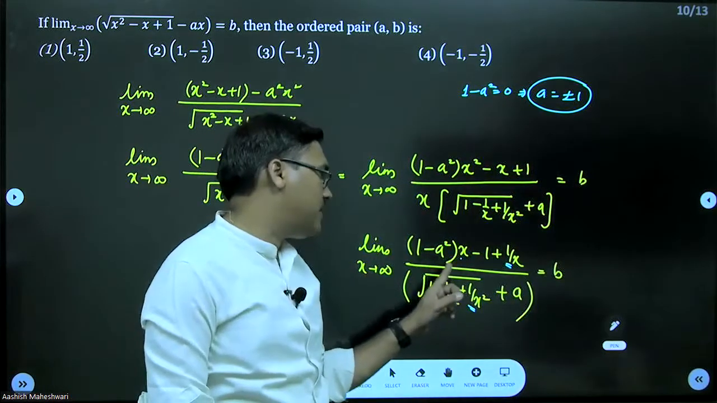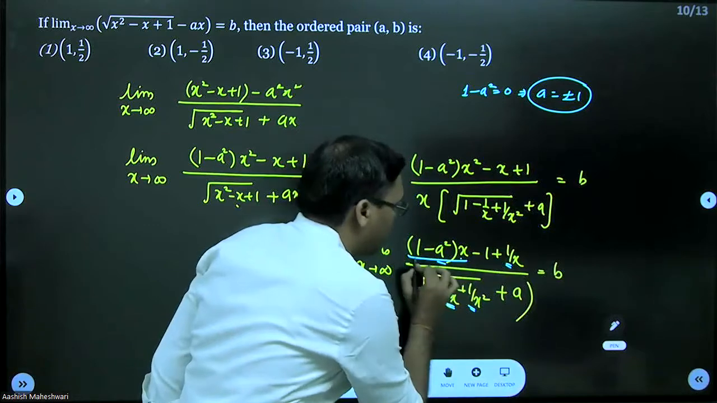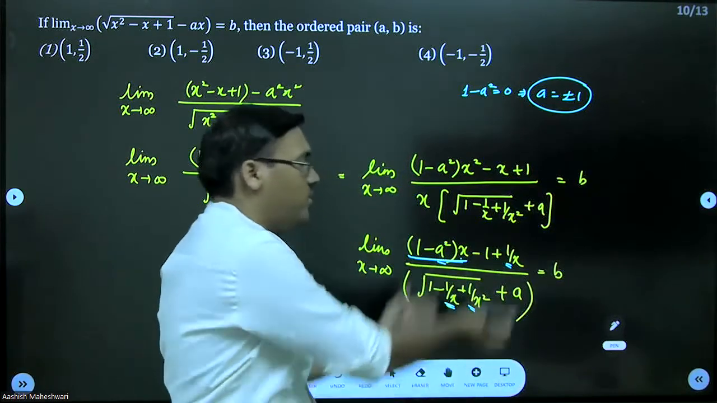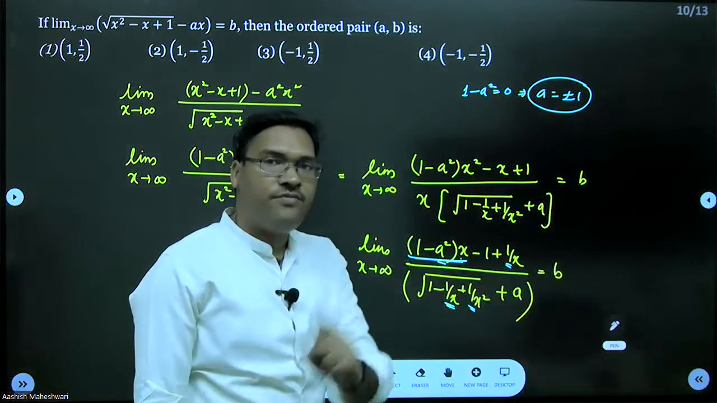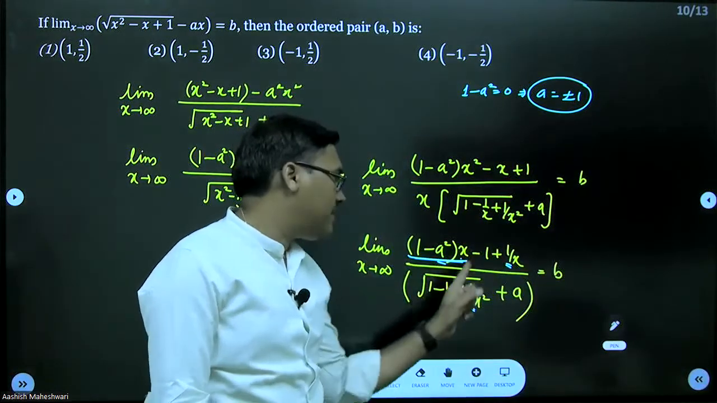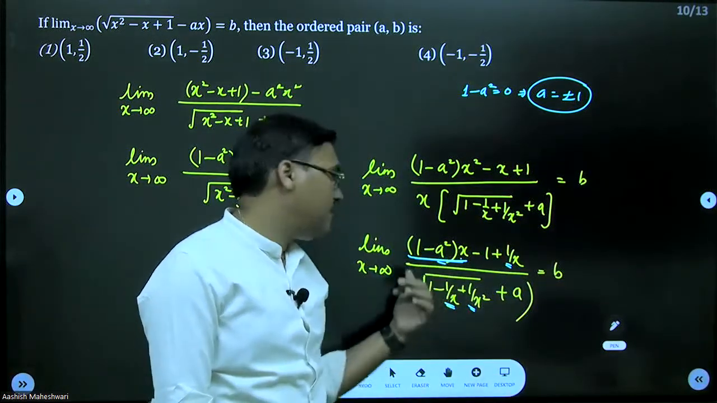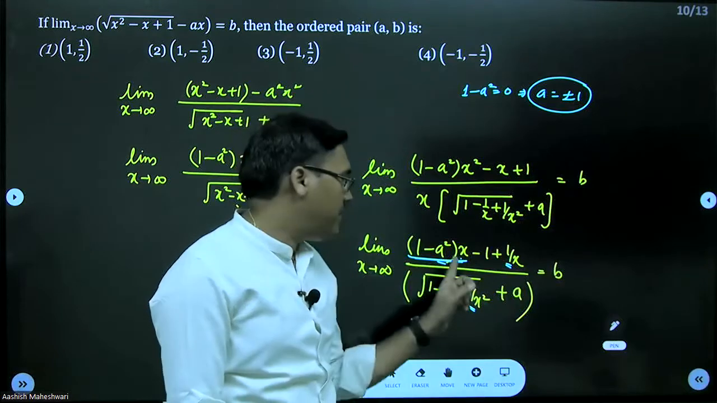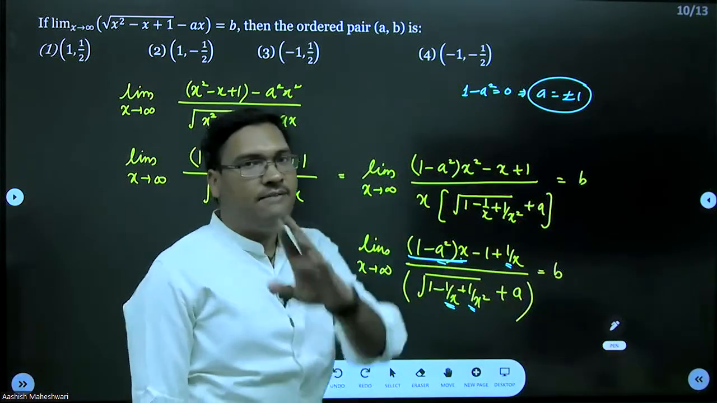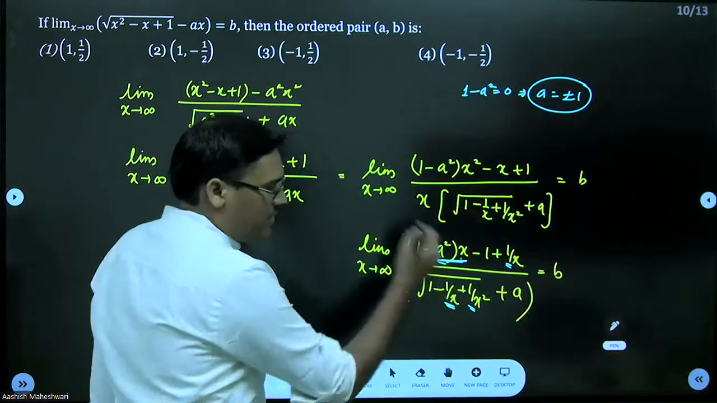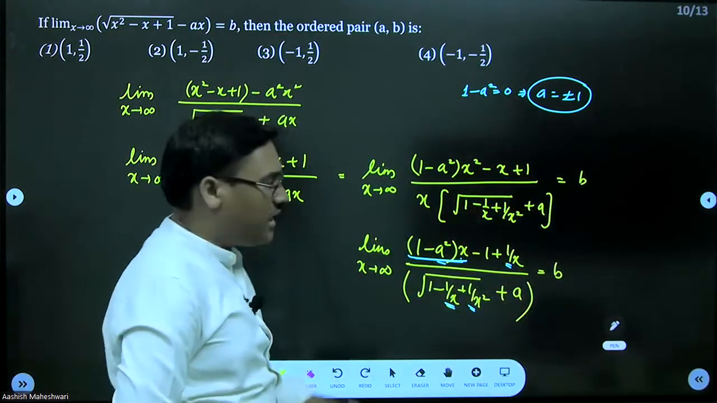Why does this term have to be 0? Why does this term have to be 0? Because this is taking the whole expression to infinity. But b, this limit, is a finite value. So if you eliminate this term, this limit will be a finite value. So for this to be 0, what has to happen? 1 minus a square should be 0, meaning the value of a is plus or minus 1. Now if the value of a is plus or minus 1, what are the possibilities?